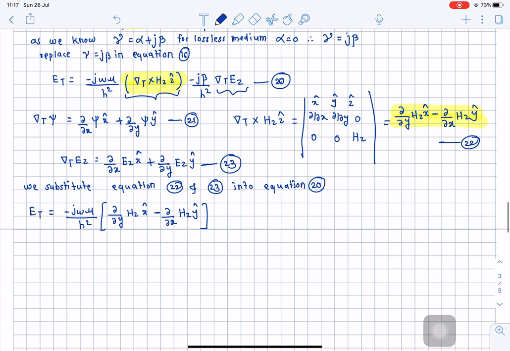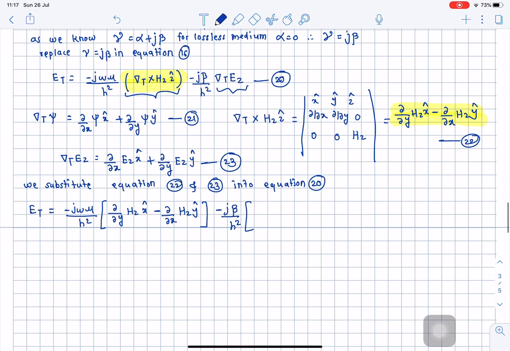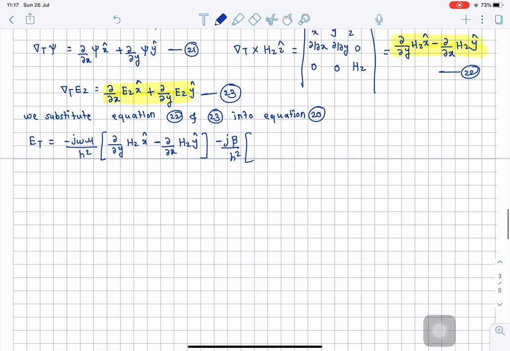Next term is minus j beta upon h square. Now the next term, what is that term? Here I will highlight del t multiplied by Ez. I will take it from equation 23, so you replace that term. What I get is daba by daba x of Ez x cap plus daba by daba y of Ez y cap. Let us call this equation number 24.